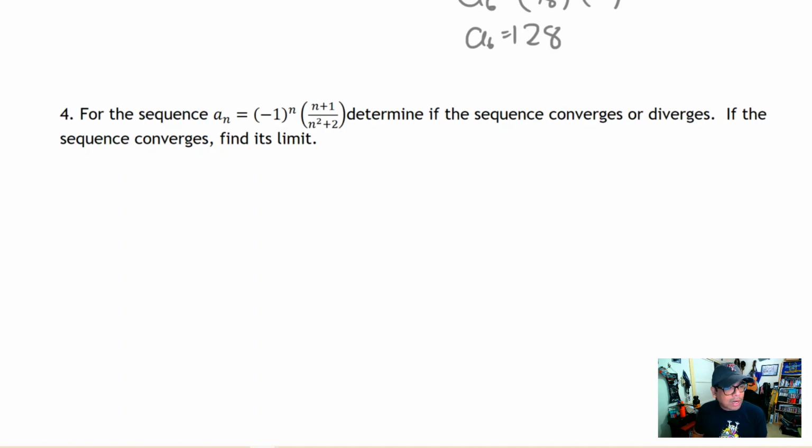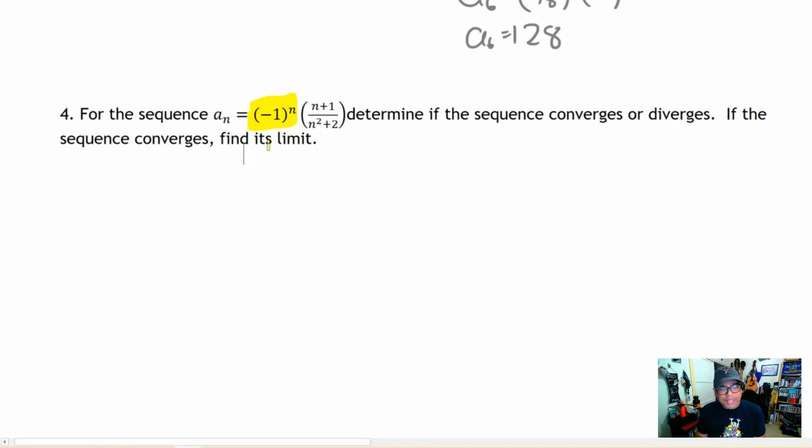Continuing where we left off, we are looking at the convergence and divergence of this sequence, negative 1 to the n plus 1 over n squared plus 2. This is for our Calculus Chapter 9 practice test. So we're going to try to find the limit if this sequence converges, and of course by definition it has a limit. And if it doesn't converge, then by definition this sequence is going to diverge.